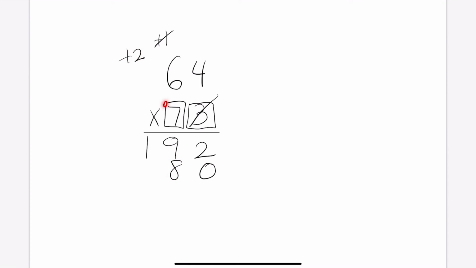Now what I'm going to do is multiply 7 times 6. Well, 7 times 6 is 42. Plus 2 is 44. Then I'm going to add my two answers. And that gives me 4,672.